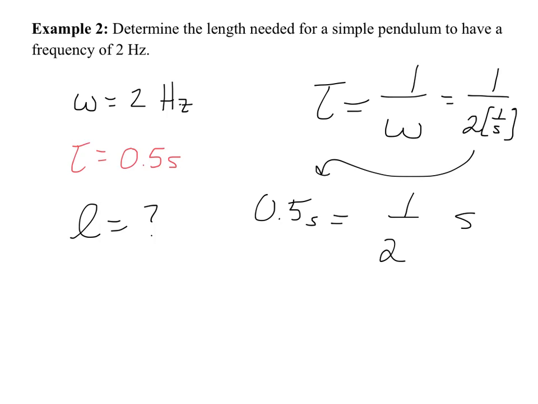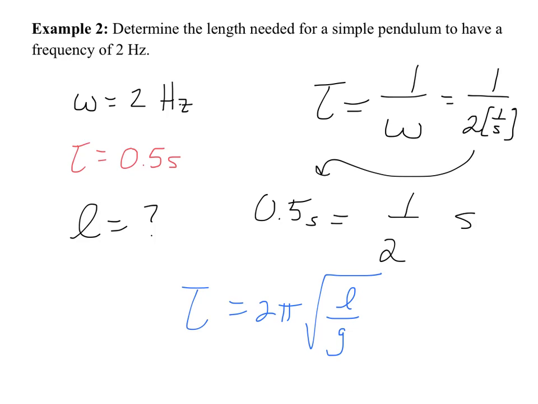Now, we have the period length, the frequency, and we want the length of the pendulum. What equation should we use? Good. Root L over G. Exactly right. Take a look at your formula here. Now you see why we came up with the tau value, the 0.5, because that's going to go right here.